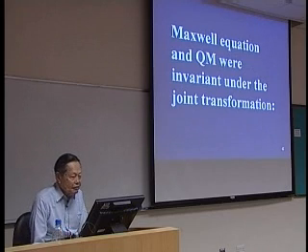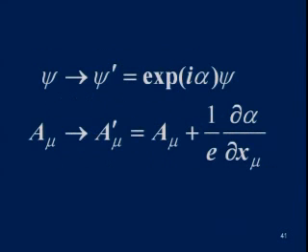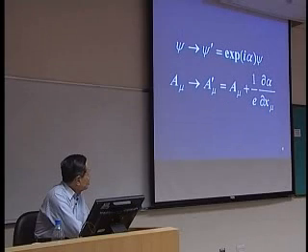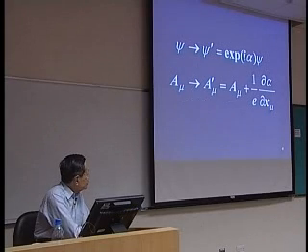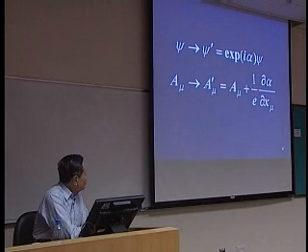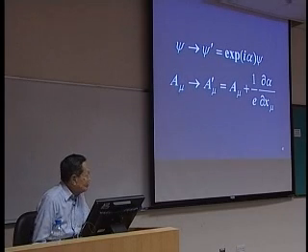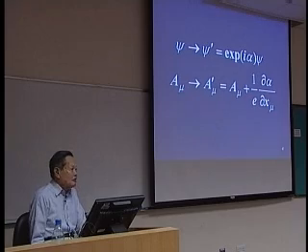And eventually found that Maxwell's equations and quantum mechanics were invariant under joint transformation. The joint transformation was, if you take, the second line is what already was known in the 19th century. You change A mu into A mu prime by adding to it a gradient. And the curl of A mu prime is the same as the curl of A.